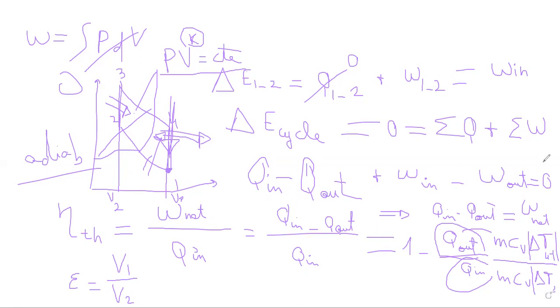Now, we can see that m and Cv will cancel out, and we'll be able to simplify our efficiency to the following expression. So again, this is our cycle.